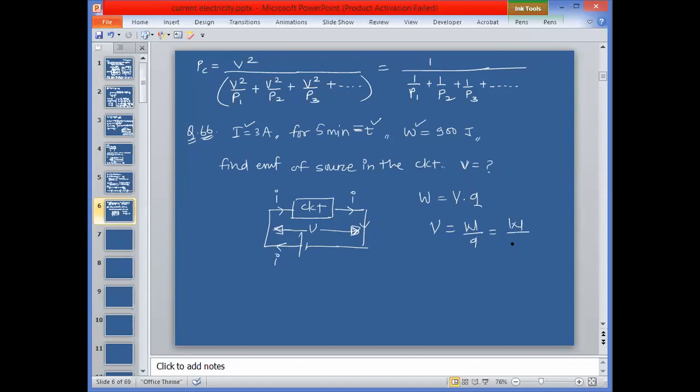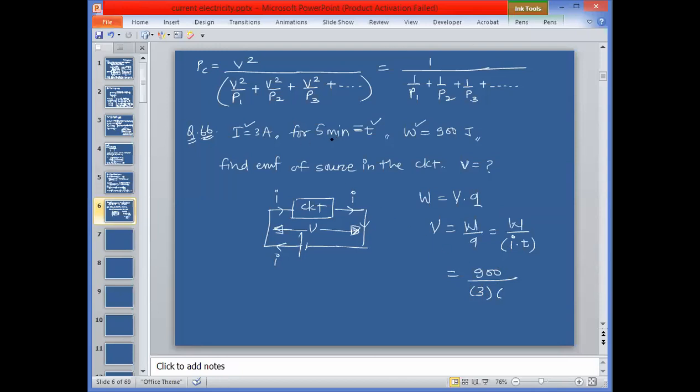Now charge is equal to current into time. Current equal to charge upon time, so charge equal to current into time. So work done is 900 joule. Current is 3 ampere. Put a bracket. Whenever you do the substitution, where there are two things in multiplication or in division, put a bracket. Current is equal to 3 ampere into time.